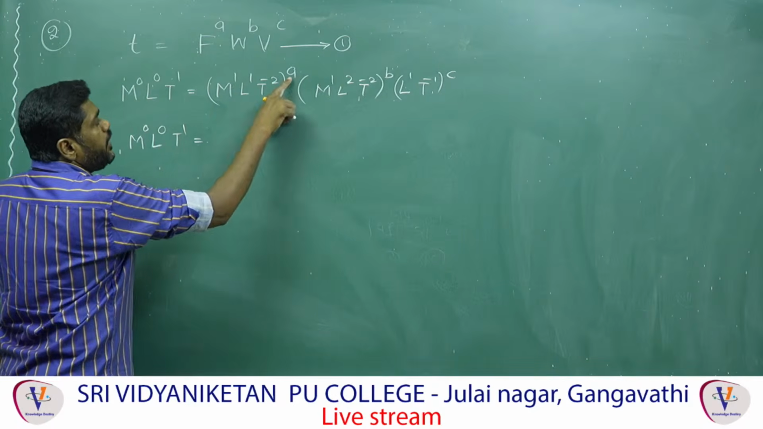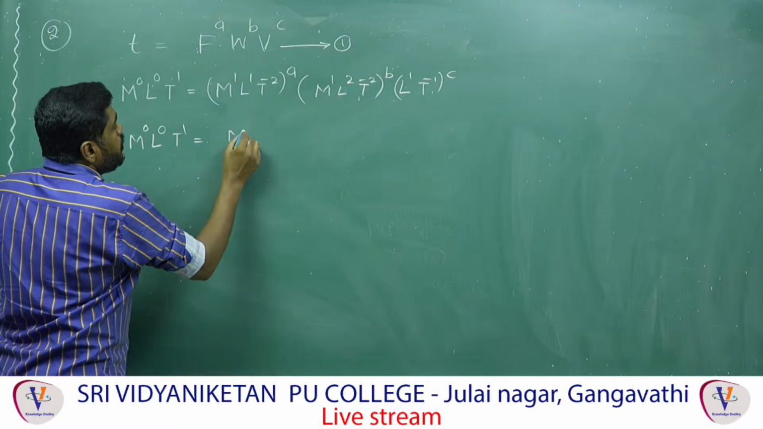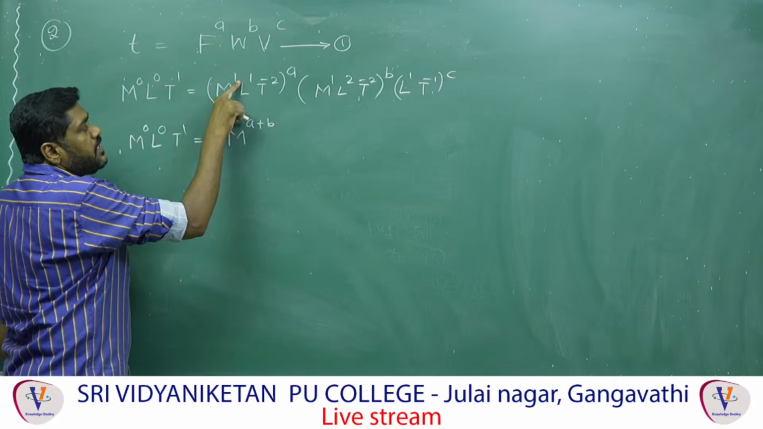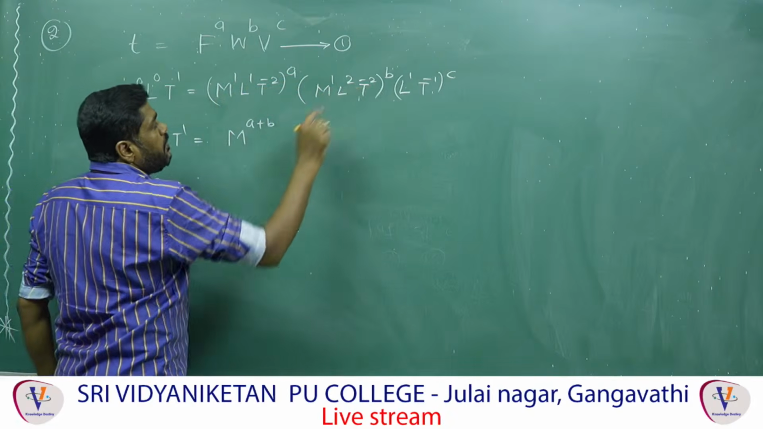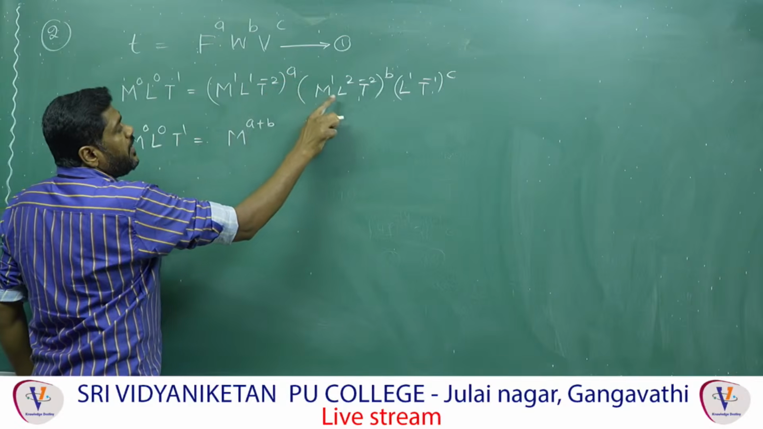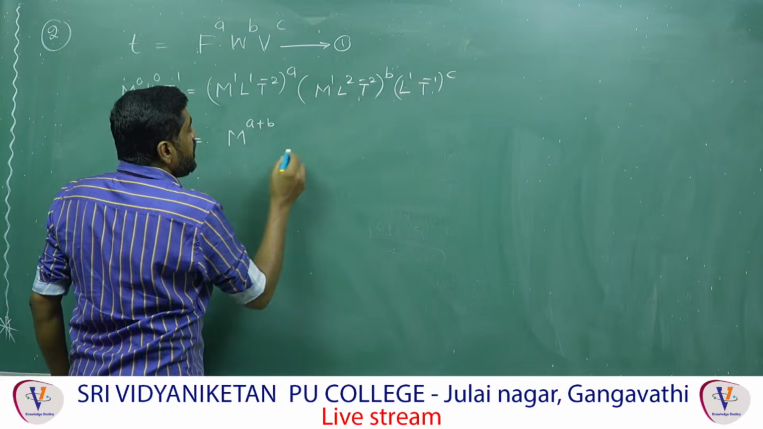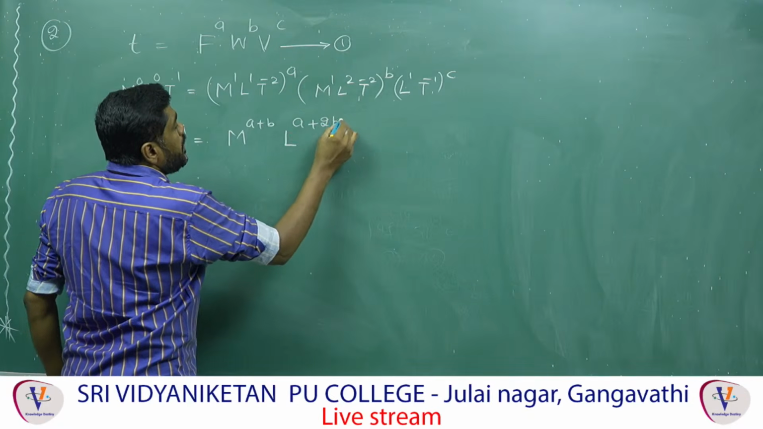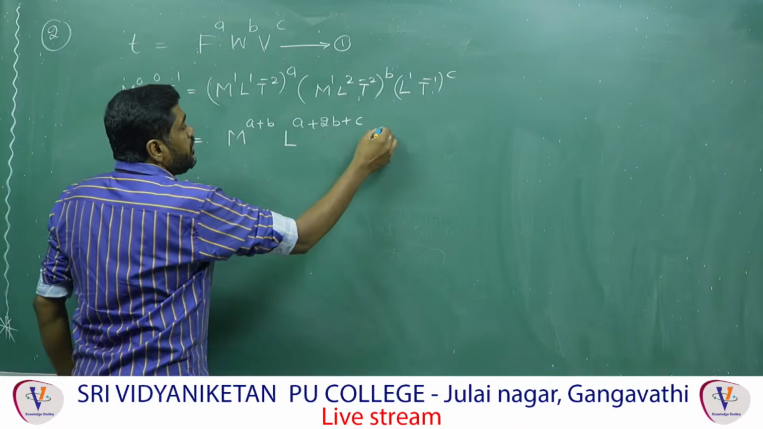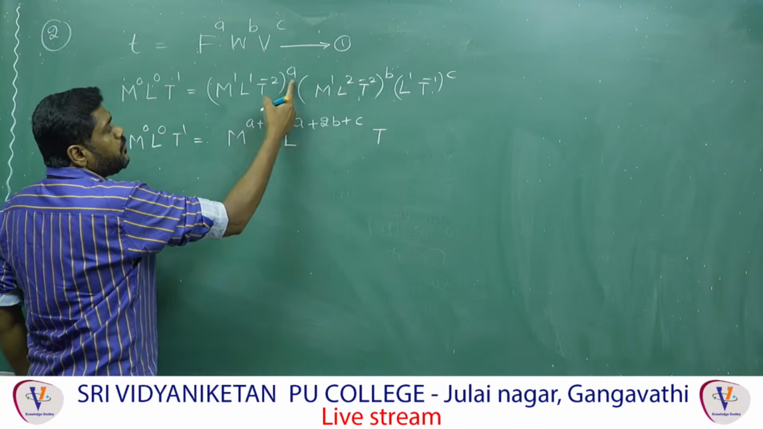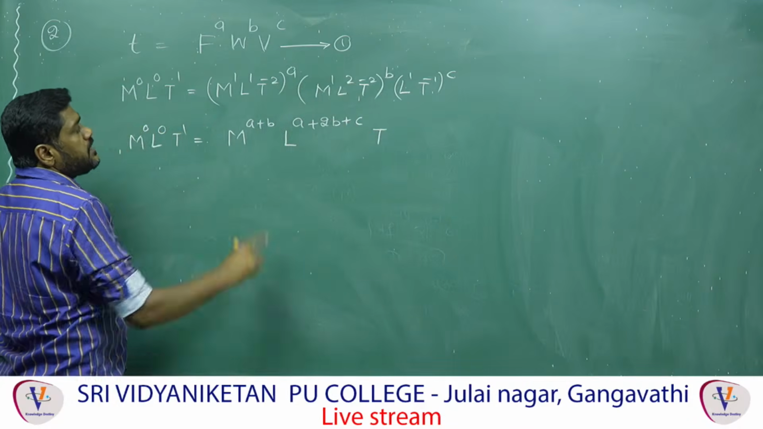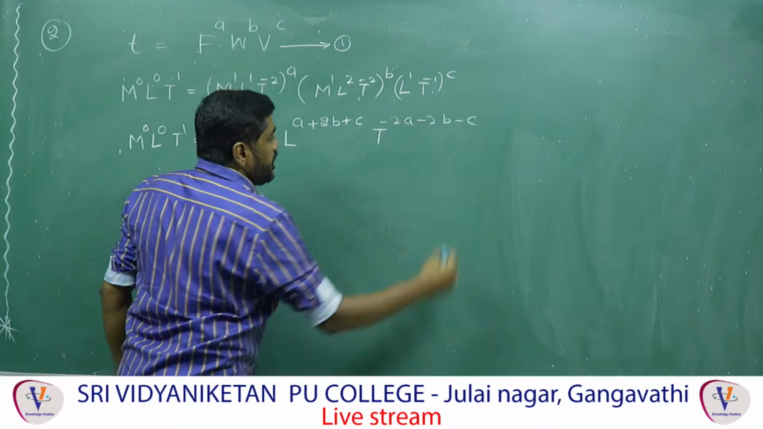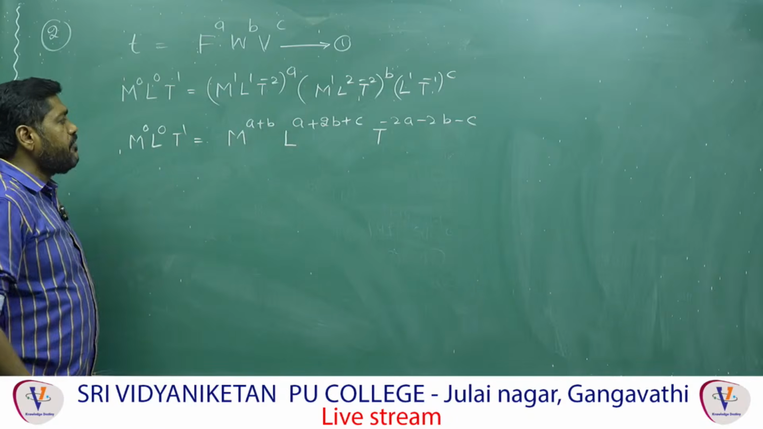Here, M power a plus b in total, because M power 1 whole power a, M power 1 whole power b. L power 1 whole power a, L power 2b, and L power 1 c. Therefore you can say L power a plus 2b plus c. And lastly for time, T power minus 2a minus 2b minus c. Now compare the equations and you can get the values.